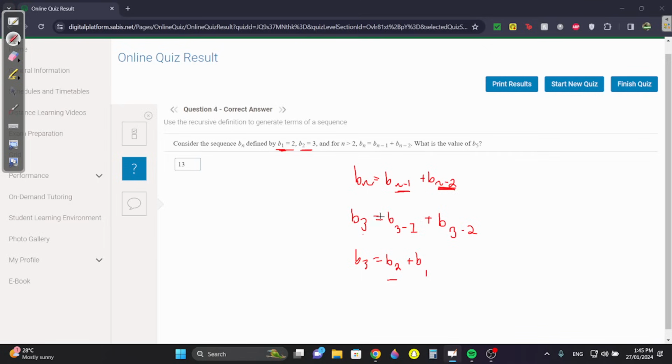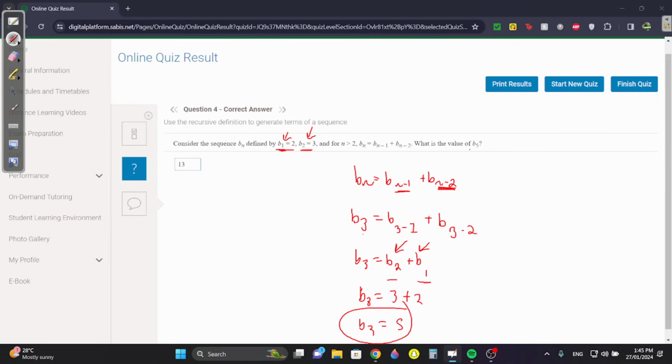And then when you say n minus 2, that means 3 minus 2 becomes b1. Do we know what b2 is and what b1 is? Yes, we do. So b3 would be equal to b2, which is 3, plus b1, which is 2. So b3 is equal to 5. This is how you solve.